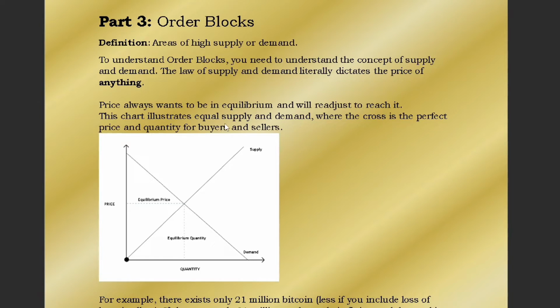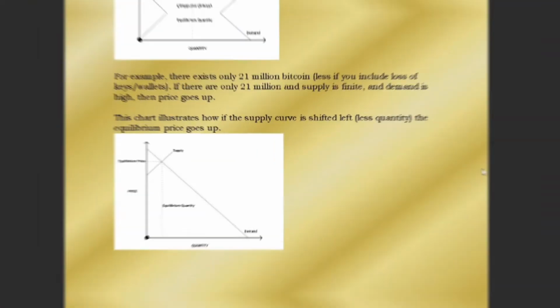This chart illustrates equal supply and demand where the cost is the perfect price and the quantity for buyers and sellers. As you can see, where the supply and demand line cross is where the equilibrium price is and where the equilibrium quantity is. We'll go over some other examples.